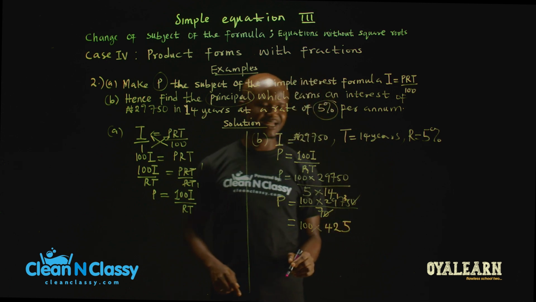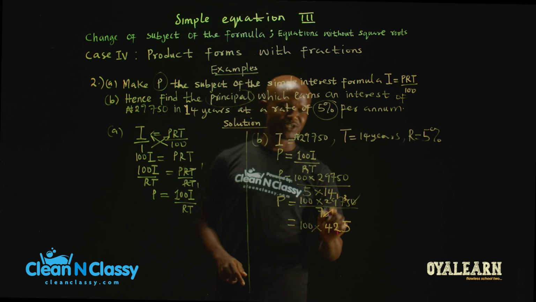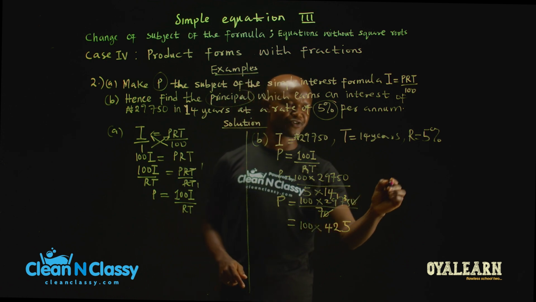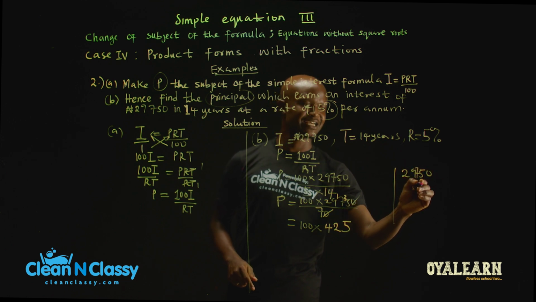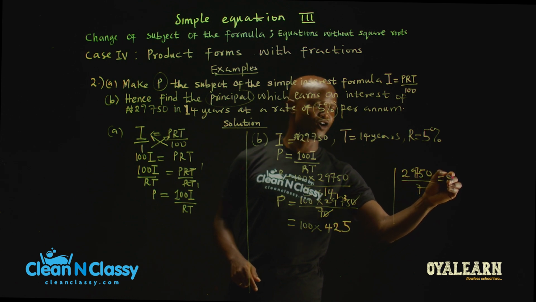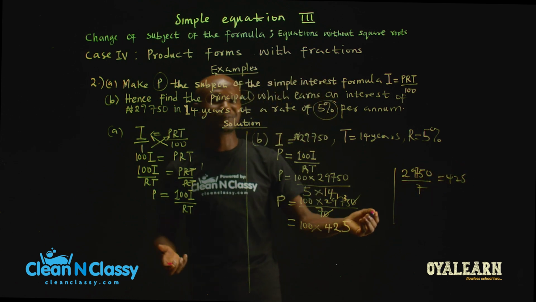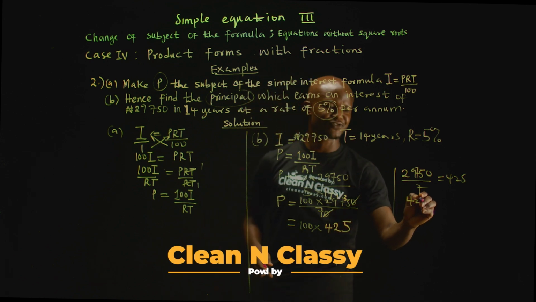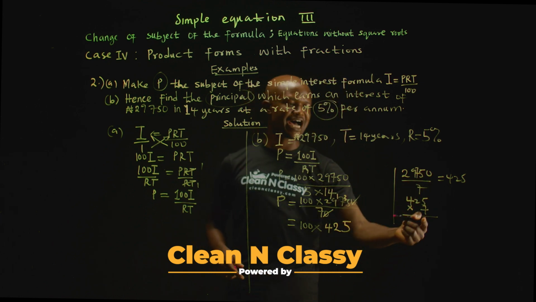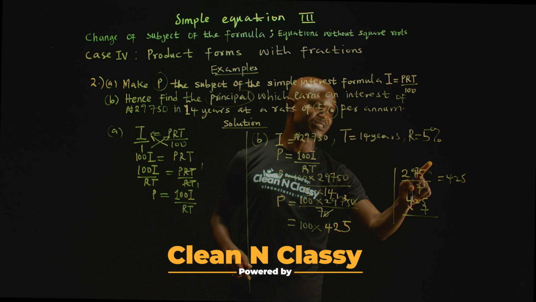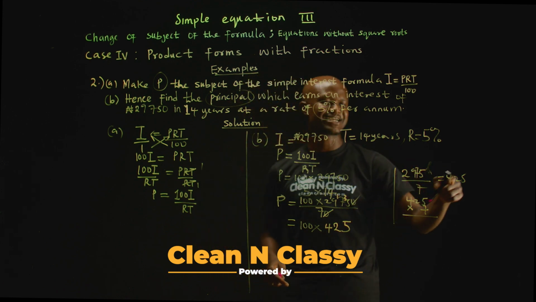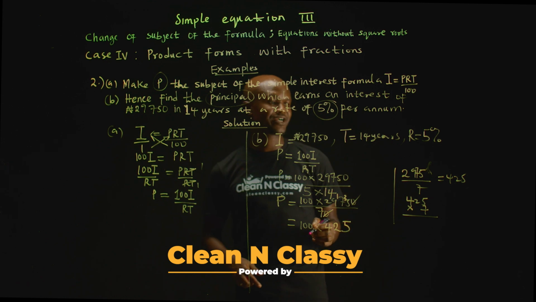So in a nutshell, it means that 29,750 divided by 7 will give us 425. We can multiply that one out. 425 times 7, what are we going to have? There's no 0 there again. It is 2,975 divided by 7. That will give us 425.